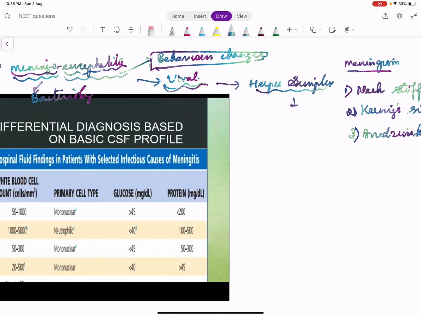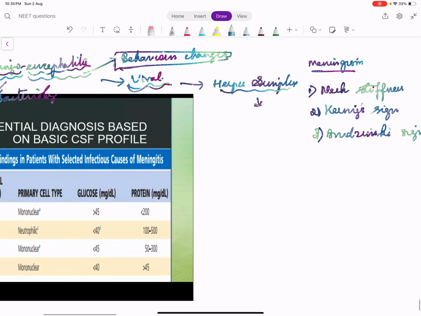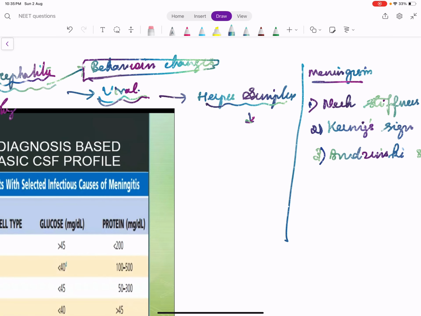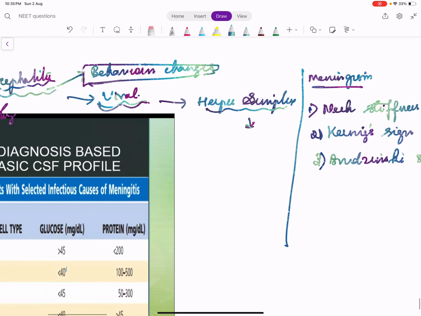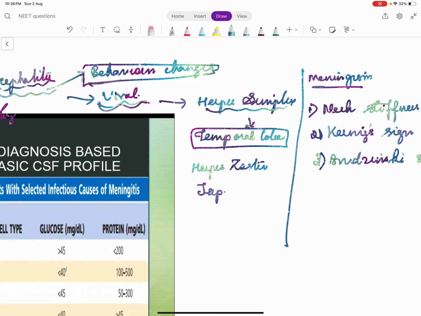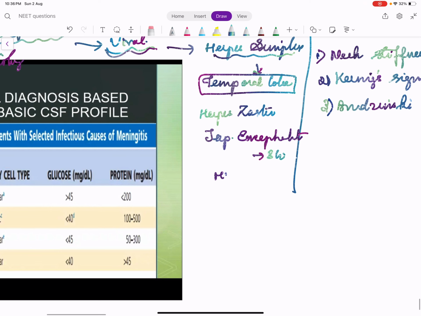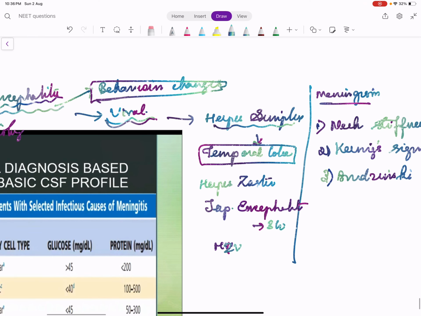MRI image can be shown because herpes simplex encephalitis, the clinical presentation will be simple. Patient will present with sudden fever and altered sensorium. Here the typical involvement of herpes simplex encephalitis will be the temporal lobe. Herpes zoster can involve. Japanese encephalitis can occur. Japanese encephalitis will typically involve the basal ganglia. Of course, even HIV can cause encephalitis, right? So, herpes simplex, at least remember, it's the most common viral encephalitis.